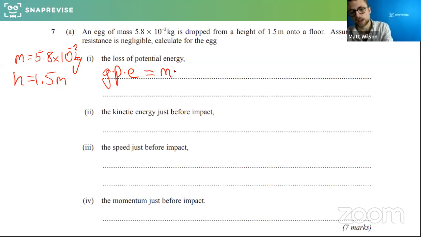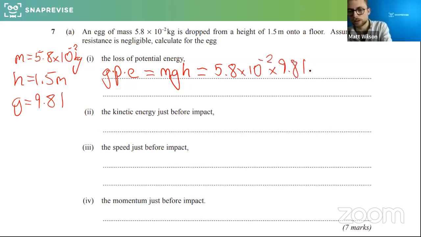Okay, so formula for gravitational potential energy. Good, so this is m times g times h. And so as long as we know g, and I'm pretty sure we know g, that's 9.81, we've got all of the numbers we need to plug into our equation. So let's do that now. So you should find, if you plug these three numbers in, that we get 5.8 times 10 to the minus 2 times 9.81 times 1.5. And that should give you 0.85 joules.